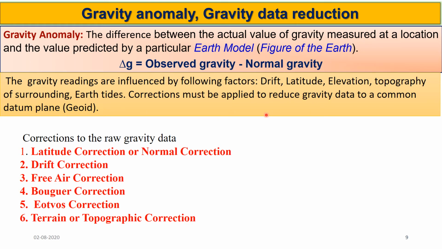There will be drift and latitude correction. Already I have given you some glimpse of that. Elevation, topographical effects, earth tides. Those corrections we must apply to reduce the gravity data to the geoid. The geoid is a common datum plane. So these are the corrections, one by one. Let me give you some idea of that.